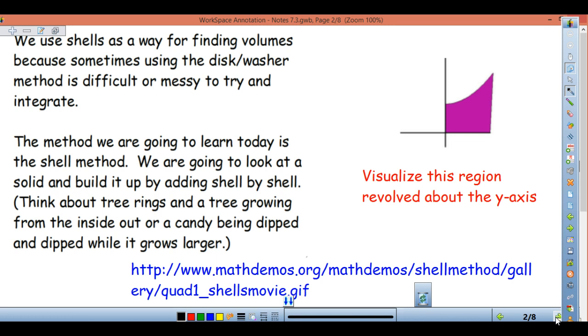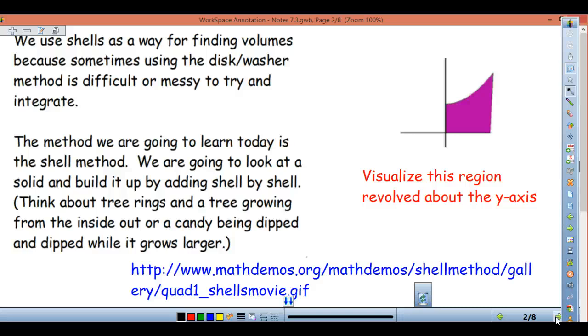We're using something similar to the disk and washer method. We're still going to be using cylinders, but we're going to be using the lateral surface area part of the cylinder. If you think of a cylinder as a soup can, it's like the label of the soup can. That's what a cylindrical shell will be.